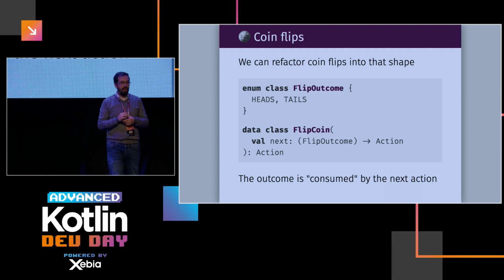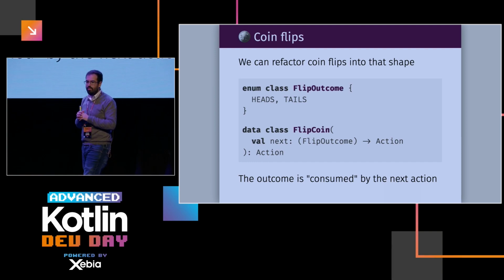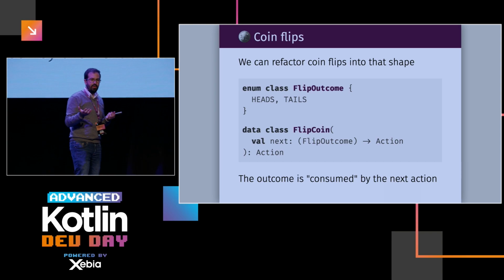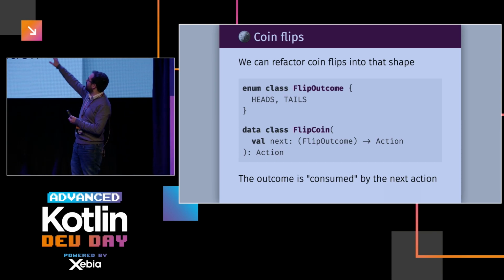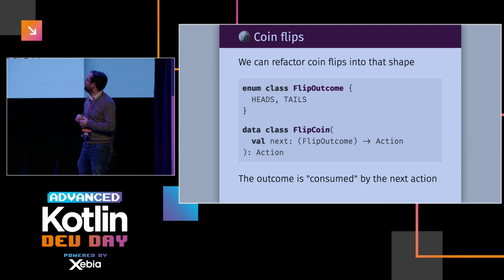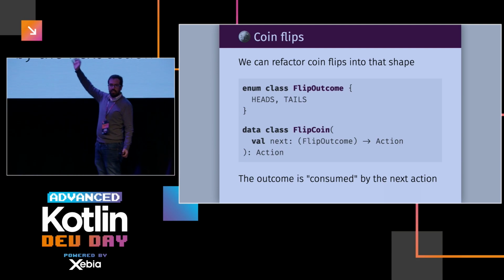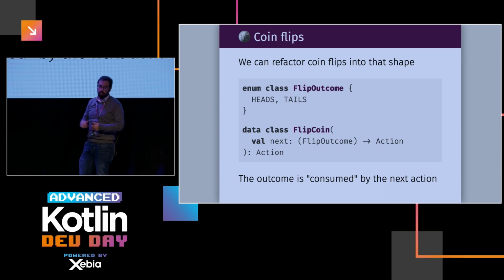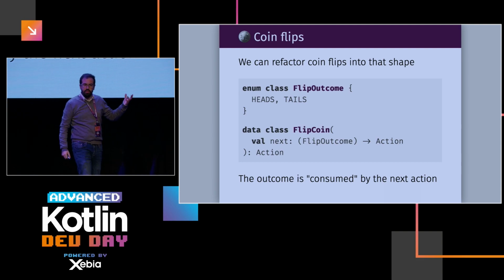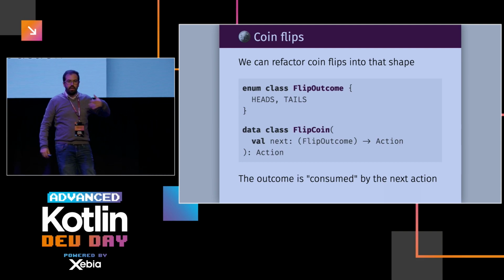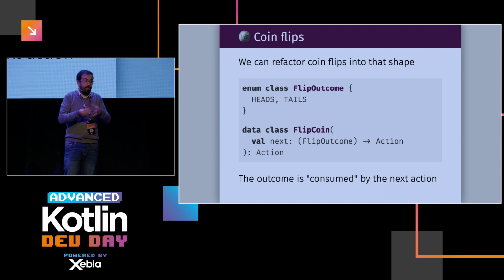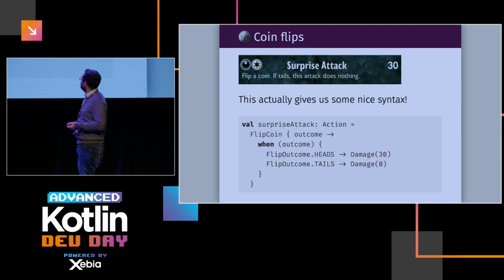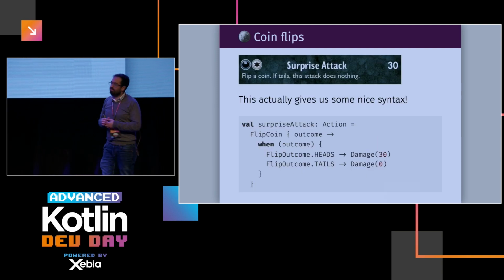And by the way, once we have this, we can actually model this in the same way that we had before the flip coin, with heads and tails. Now we can have a very simple enumeration for heads and tails, and then our flip coin becomes something which requires a function which, given a flip outcome, tells you what action it should be. And if you think about it, if you then do a when on the flip outcome, you are essentially describing what these two things are. So this actually gives you very nice syntax.